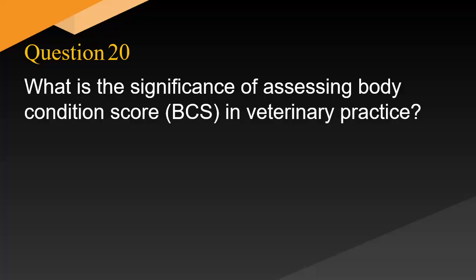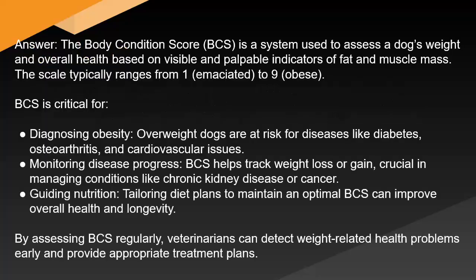What is the significance of assessing body condition score (BCS) in veterinary practice? Answer: the body condition score (BCS) is a system used to assess a dog's weight and overall health based on visible and palpable indicators of fat and muscle mass. The scale typically ranges from 1, emaciated, to 9, obese. BCS is critical for diagnosing obesity. Overweight dogs are at risk for diseases like diabetes, osteoarthritis, and cardiovascular issues.